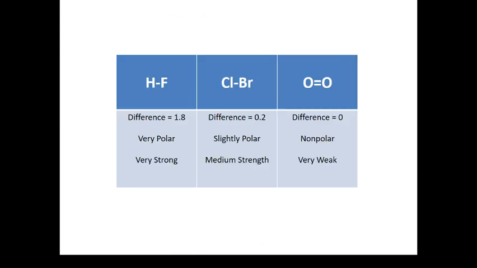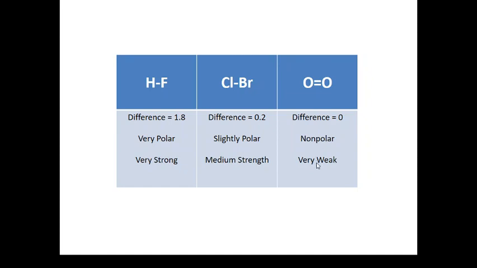So when we're looking at these, we're going to take into comparison hydrogen and fluorine, chlorine and bromine, oxygen bonded with oxygen. Looking at the difference in electronegativity, you can see the larger the difference, which we talked about earlier, the more polar something is. The more polar something is, the stronger the intermolecular forces. If you are slightly polar with a lower difference in electronegativity, you're going to be medium strength in your intermolecular forces. And if you have no difference at all, well then you're nonpolar and you have very, very weak intermolecular forces.